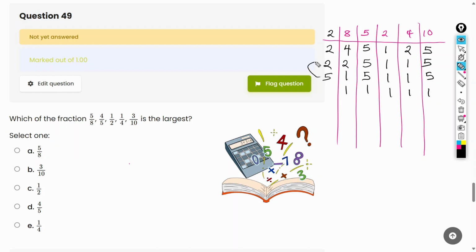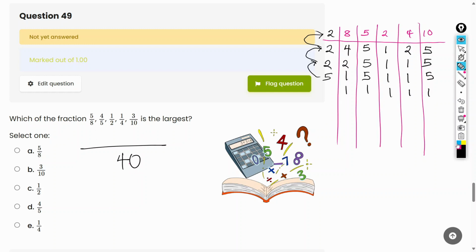So our LCM is 5 times 2, that's 10. 10 times 2, that's 20. 20 times 2, that's 40. So our LCM is 40. Now, let's try to compare them. To compare them, we pick our denominator and divide it by this, and then the answer we get, we multiply by our numerator. That can help us place all of them over 40 out of 40, and then we can compare.